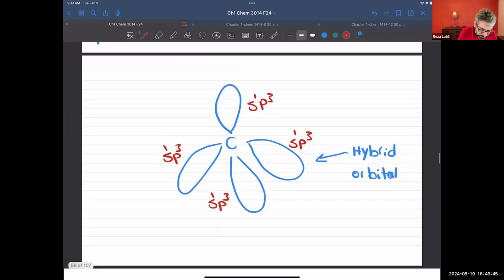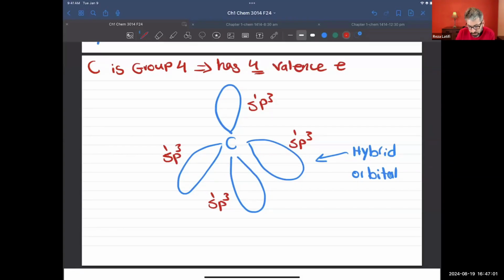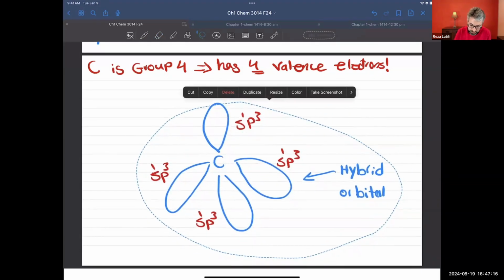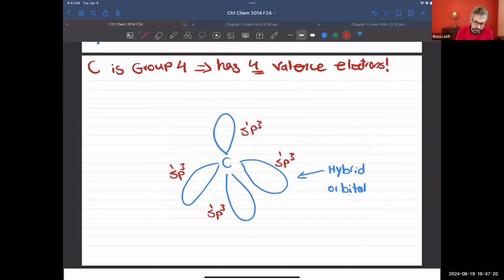Next, carbon is group 4. What does it mean? It means it has 4 valence electrons, so no need to show you the charge. So let's show the valence electrons on carbon. You're going to put 1 electron in each orbital. Now, the bond angle between these hybrid orbitals is around 109.5 degrees. So now I got the answer, technically, why the bond angle is 109. I answered one question.